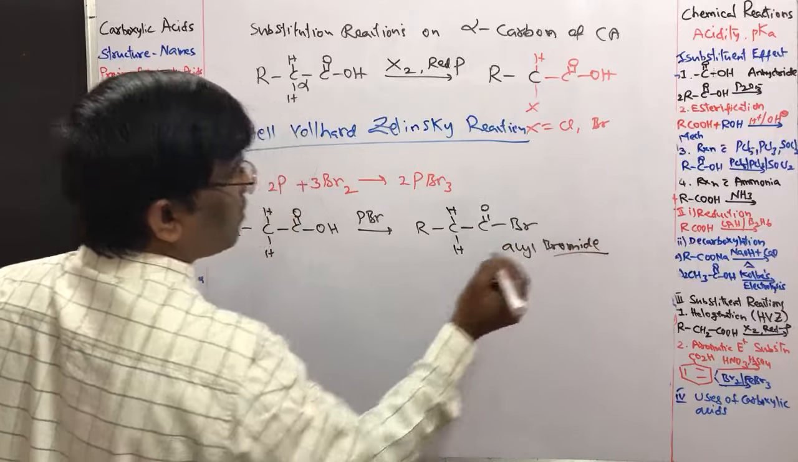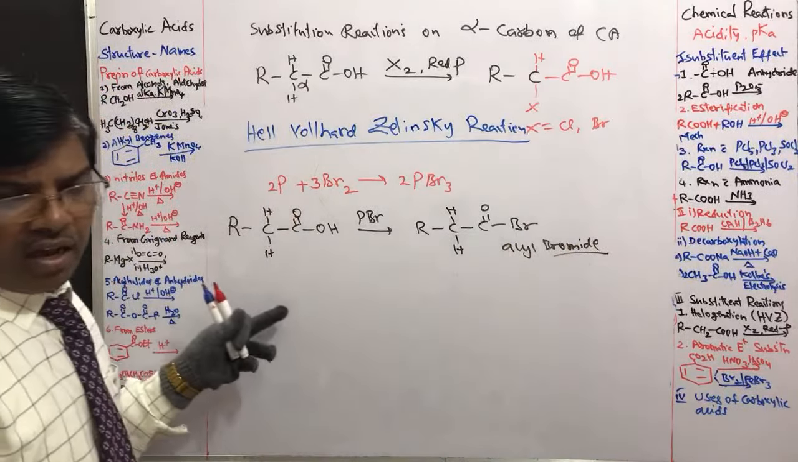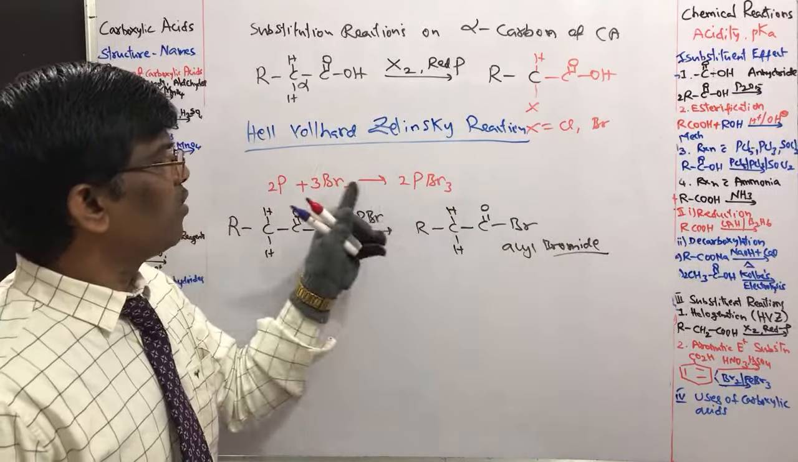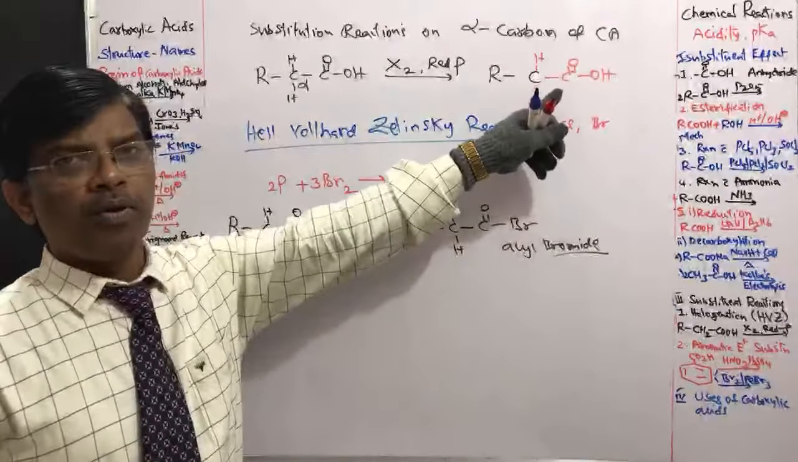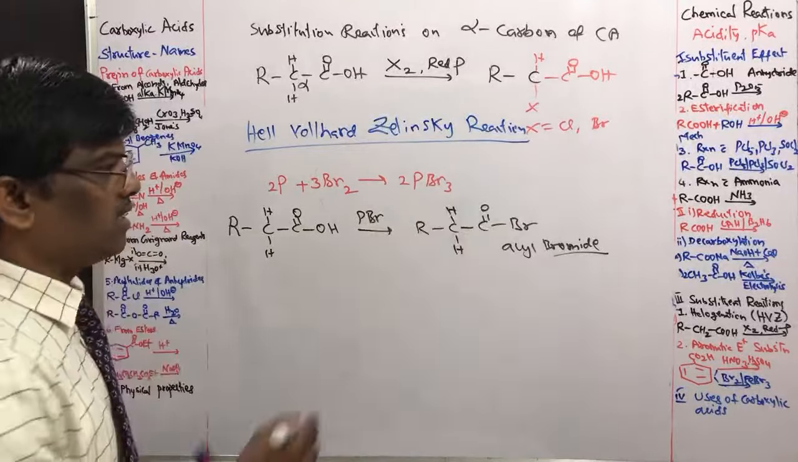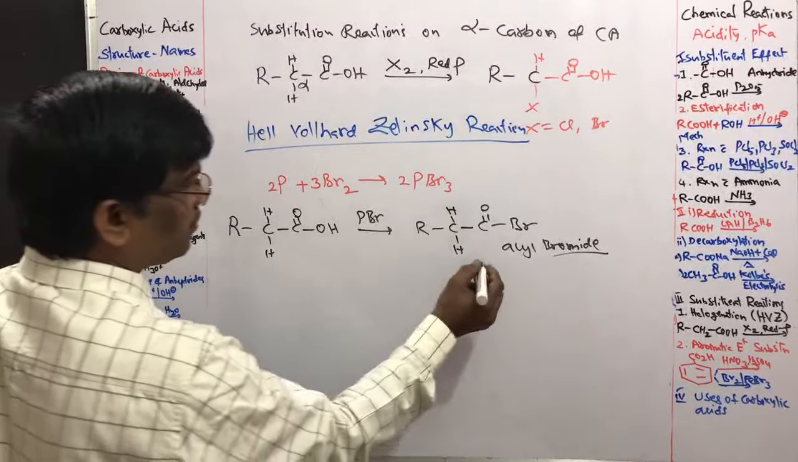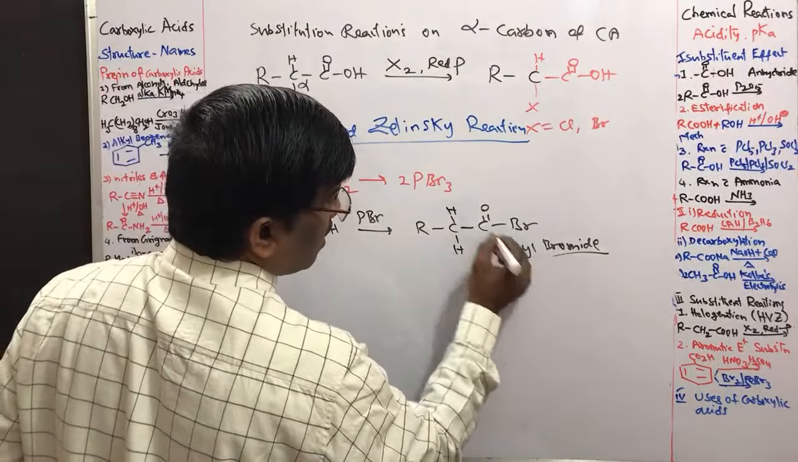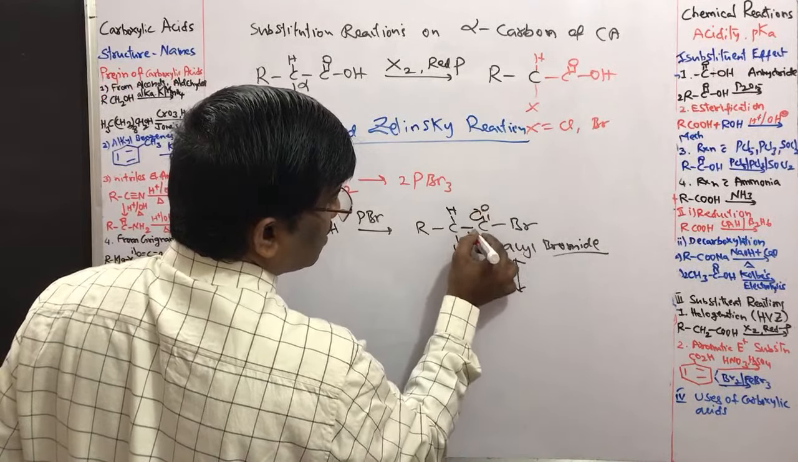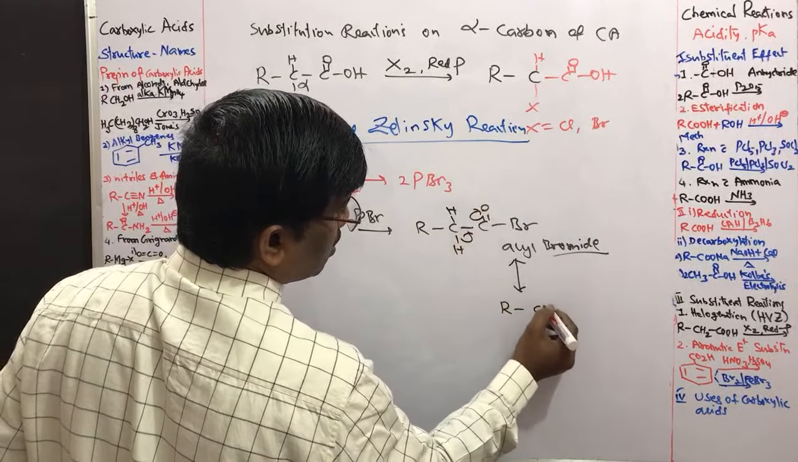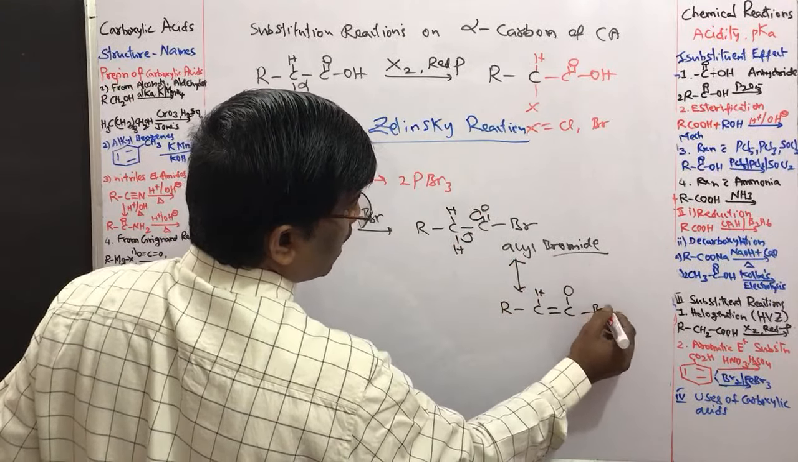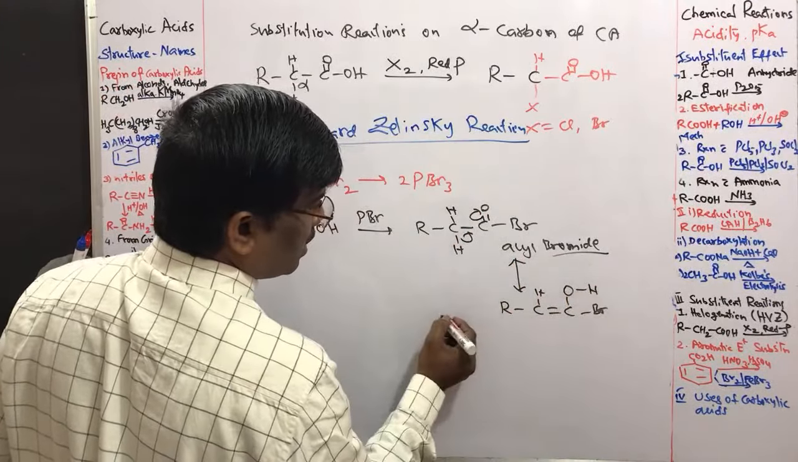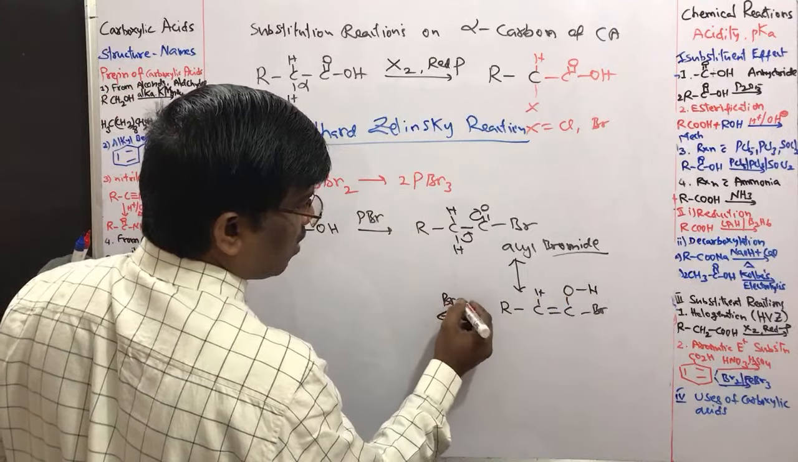Why is this mechanism taken? Because acyl bromides, even without using phosphorus, are going to give alpha halo carboxylic acids. These acyl bromides can enolize to form R-CH=C(OH)Br, the enolized carbon. This enolized one will take up bromine.